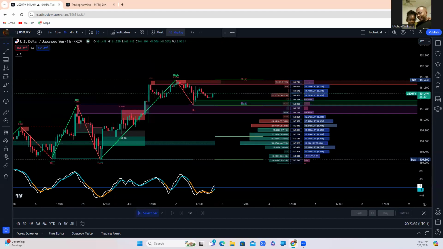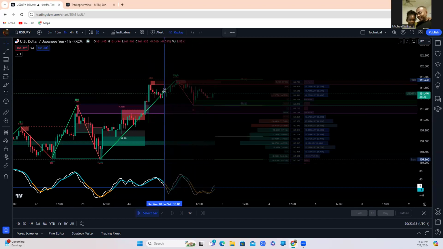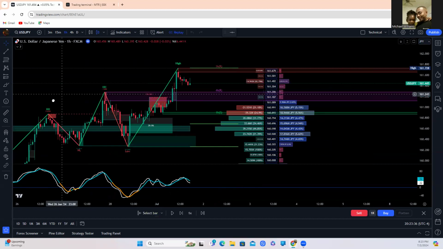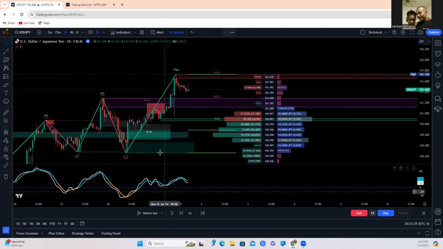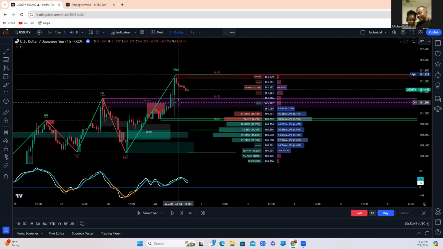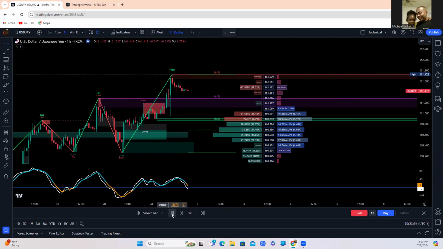Let's do that right now, so you can see what the thought process was at the time and then show you what happened. Okay, so we're going to play this from 5 o'clock yesterday, right? So we see we had this bounce off this 4 hour resistance, okay? So let's play that forward a little bit.